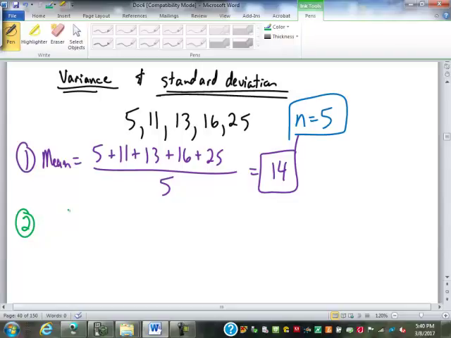Is that correct? What's step 2? Now you can subtract that mean from each of the numbers. And so is that what's called deviations? Yes, these are the deviations. Okay.